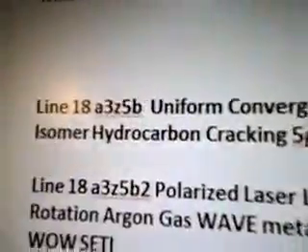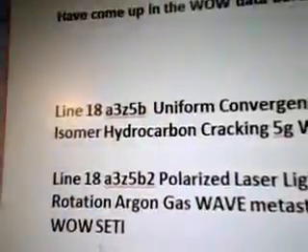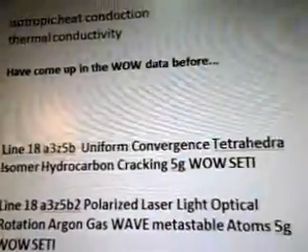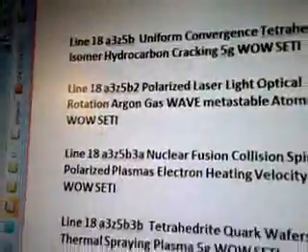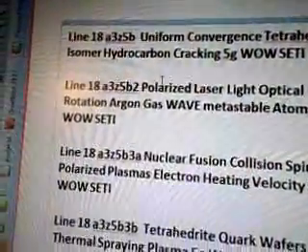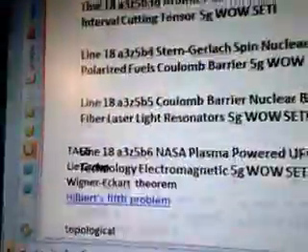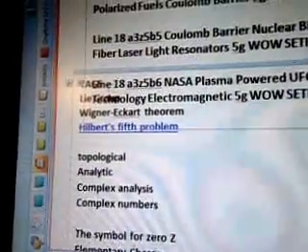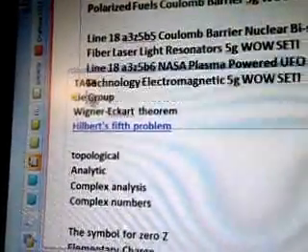Again, there's the video you want to start with for this particular section, which is line 18, a3z5b. That's the first video, and then there's 8 altogether that talk about the data from this particular one. So I took all the data from this one and divided it into 8 different videos, okay?